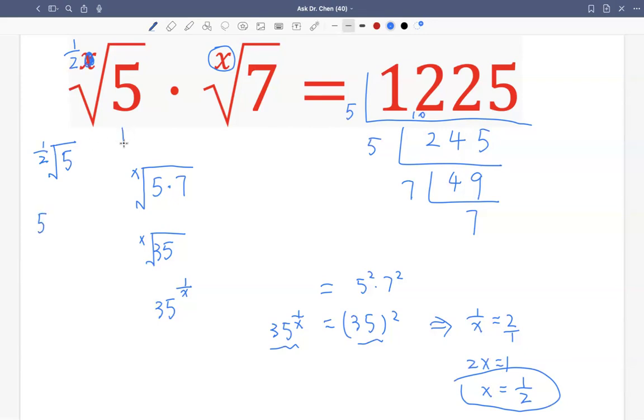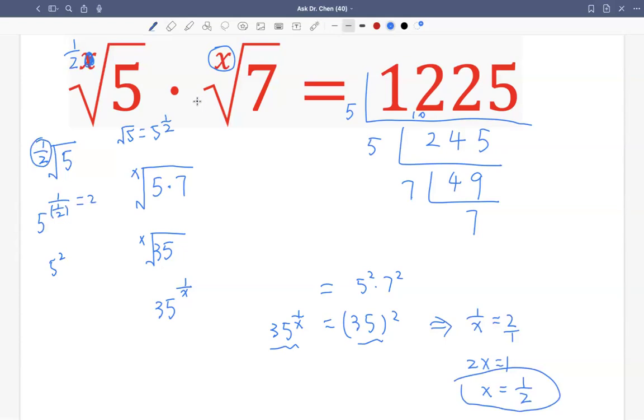Remember, if we have square root of 5, we write it as 5 raised by half. So now we have this. If we have x, we write it as 35 raised by 1 over x. So now we have a half. So we write it as 5 raised by 1 over half. What's 1 over half? That's 2. So that's 5 squared.